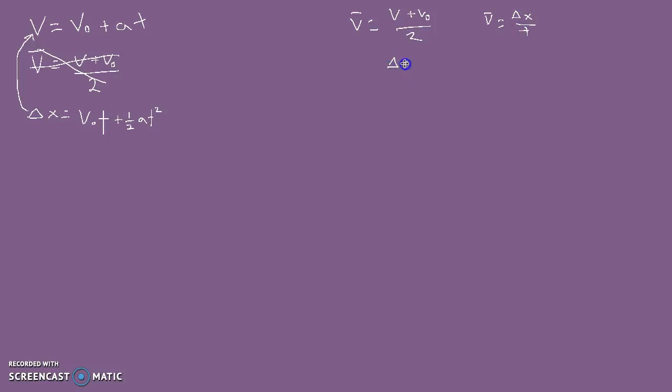And so we get that displacement over time would be equal to v plus v naught over 2. And then we can multiply the t over and get this equation, delta x equals v plus v naught over 2 times t. Okay, and so we'll use that as our other kinematics equation for now.